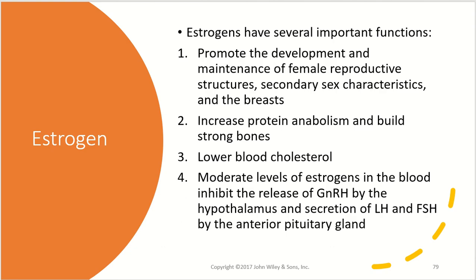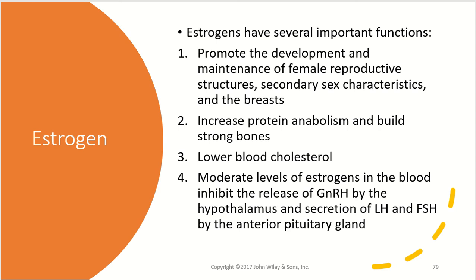Estrogens are going to have several important functions in the body, especially in the whole female reproductive cycle. For starters, they're going to promote the development and maintenance of the female reproductive structures, as well as secondary sexual characteristics and the breasts. Second, the estrogen is going to increase protein anabolism, and it's going to help to build strong bones. This is why postmenopausal women are often at greater risk of osteoporosis, because this decrease in estrogen has left them lacking in the bone building department.